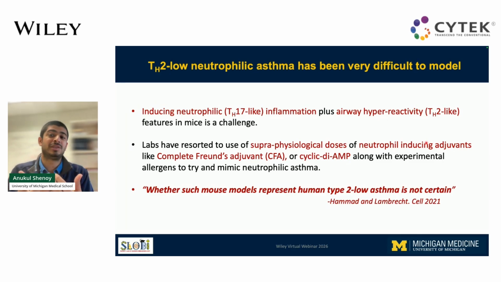So how have immunologists been getting around it? What we do is we give adjuvants that push for neutrophils in the lung, something like CFA, which contains fragments of Mycobacterium tuberculosis, or something like cyclic di-AMP, which are bacterial PAMPs. And the idea is this would call for neutrophils under the fabric of a Th2 inflammation, and this would remodel asthma. And as Hamida Hamad and Bart Lambrecht's group very nicely put in their review in Cell, whether such models really represent type 2 asthma is still uncertain.